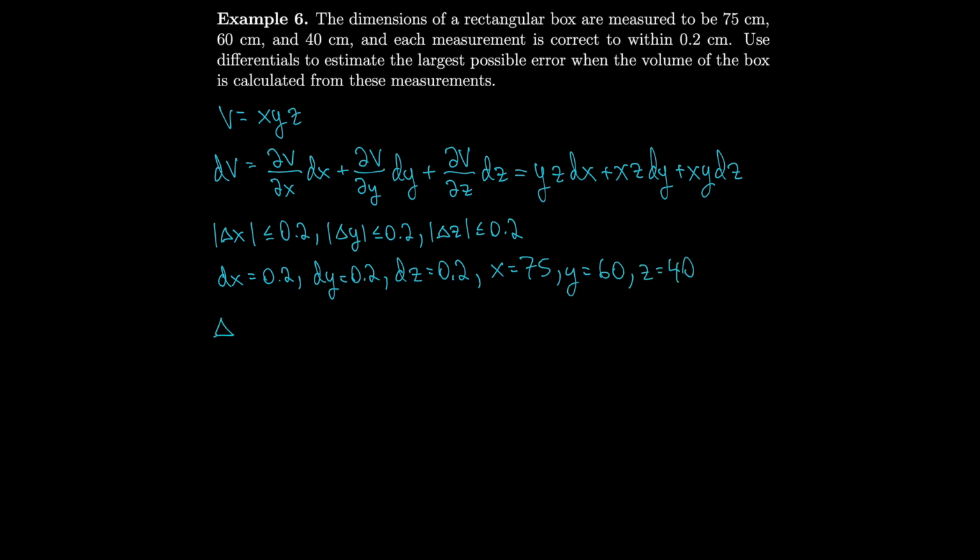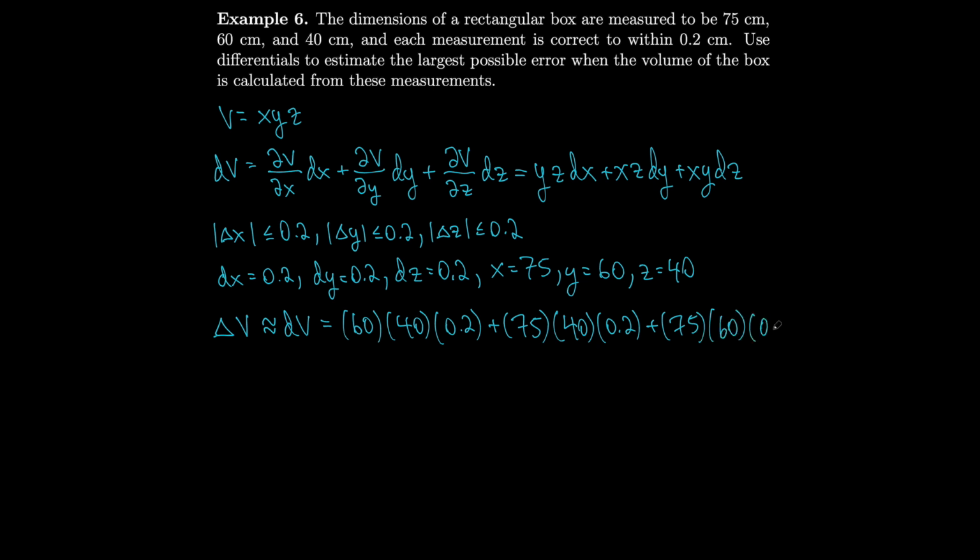So our increment delta V is approximately dV. So our change in error delta V is approximately our differential dV, and that's 60 times 40 times 0.2 plus 75 times 40 times 0.2 plus 75 times 60 times 0.2, which is 1980 cubic centimeters.